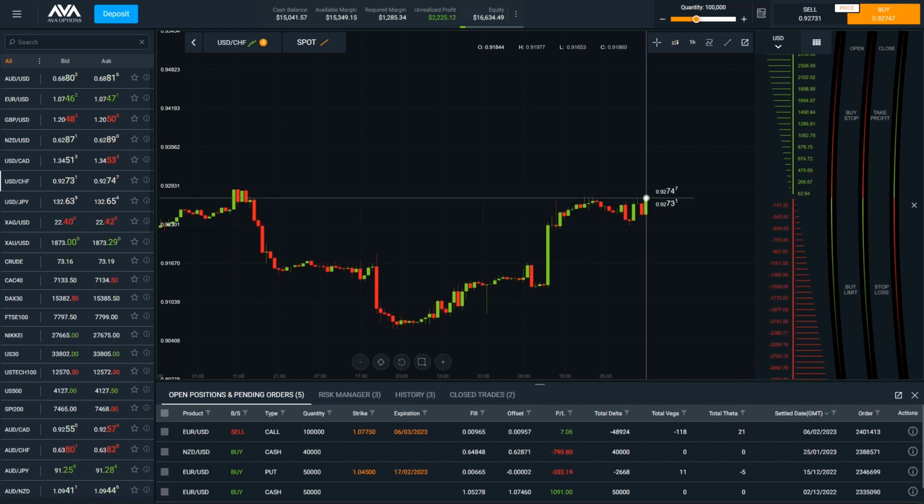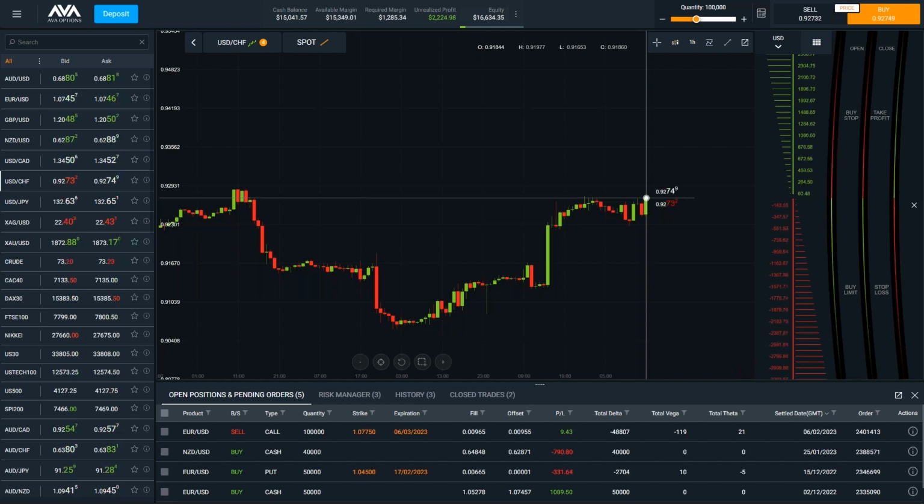I've logged in by logging into the Ava website and then clicking on Web Trading next to my options account. That will automatically launch this WebTrader in a new window, and I've expanded it to the full screen.